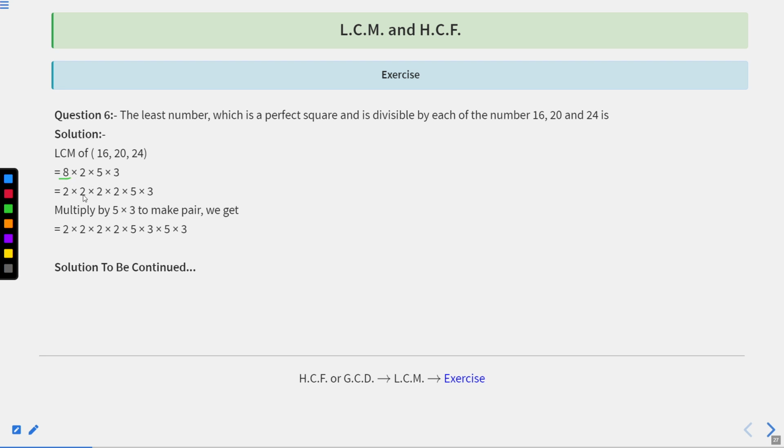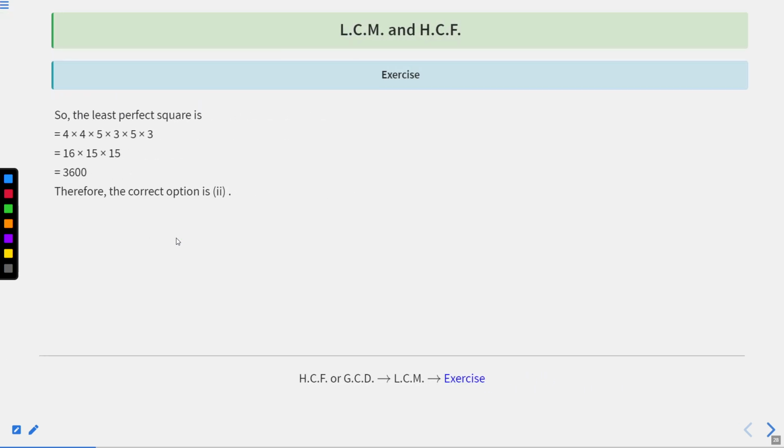8 can also be written as 2 three times, and 2 into 5 into 3. So multiply by 5 into 3 to make up the pair. We get 2 four times, and 5 into 3, 5 into 3. So the least perfect square is 4 into 4 into 5 into 3 into 5 into 3, which is equal to 3600. So the correct option here will be the second option.